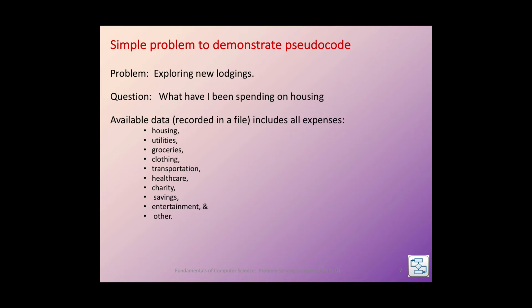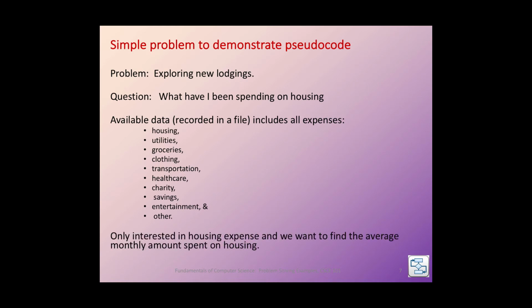I have all that data, all my finances, in a file. Unfortunately, the file contains all my expenses, including utilities, gas, clothing, as well as housing. What I have to do is somehow pull out just the housing information and perform the needed computations in order to get the average for the year. Now, how can I do that? Let's make a first pass with pseudocode.